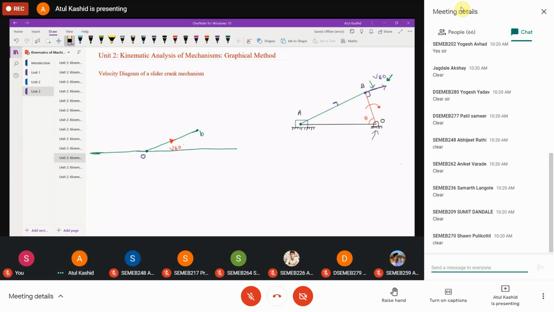Next, what is remaining? Only one link is remaining, that is AB, right? So now we know that for AB, the direction is perpendicular to this link. For the link AB, I can start either from point A or point B. Obviously I should start from point B, because in the velocity diagram B is present, A is not present. We have not yet found out the position of point A. We know the point B is there.